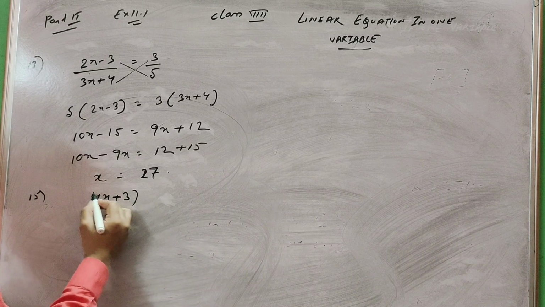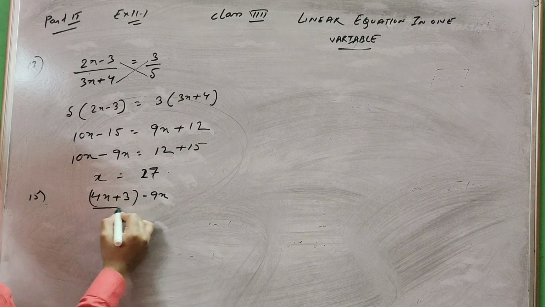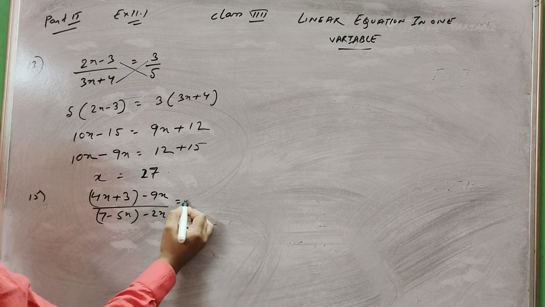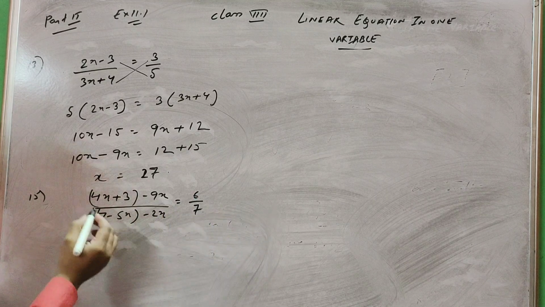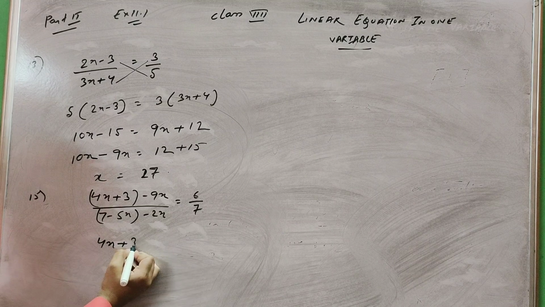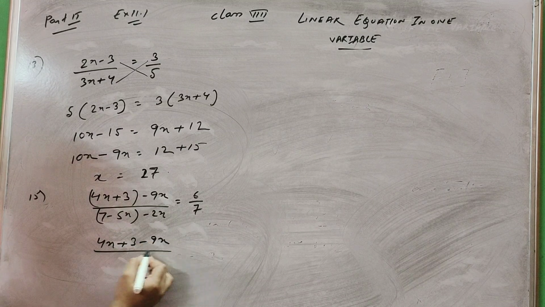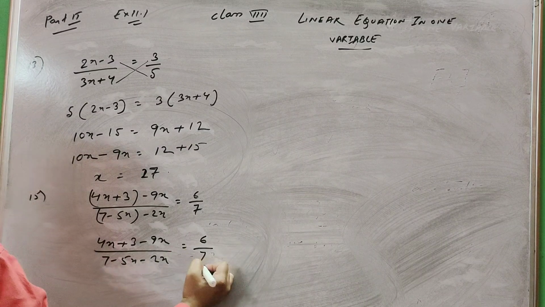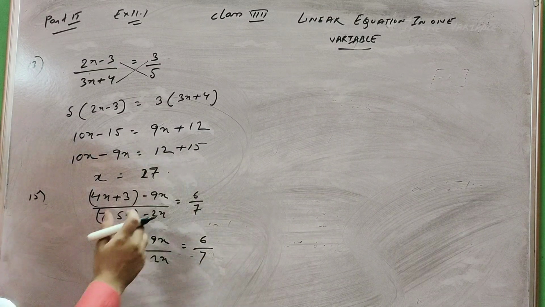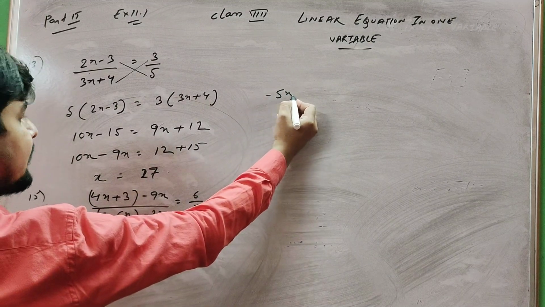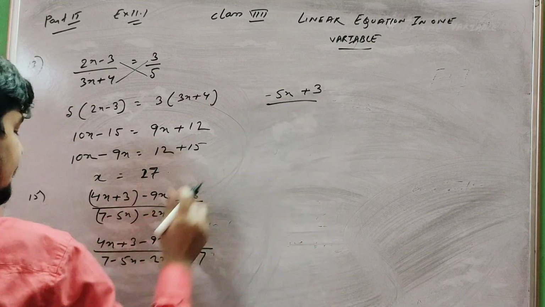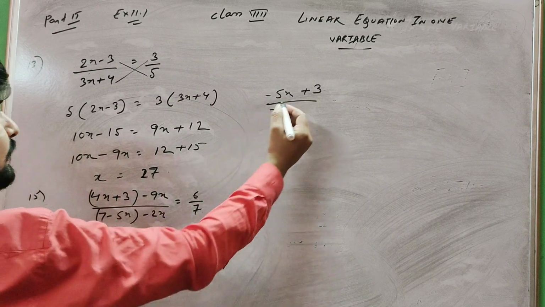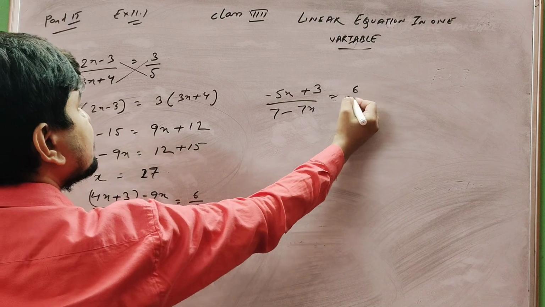Okay, now turn to question number 15: (4x plus 3 minus 9x) upon (7 minus 5x minus 2x) equals 6 upon 7. So 4x plus 3 minus 9x, and 7 minus 5x minus 2x. First of all, combine like terms. 4x minus 9x is minus 5x plus 3, and 7 minus 5x minus 2x is minus 7x, equals 6 upon 7.